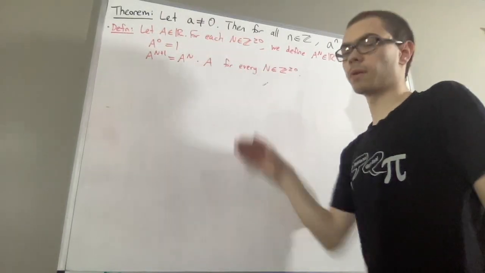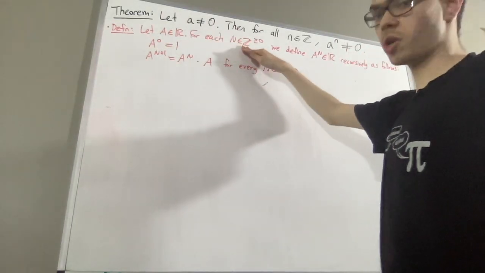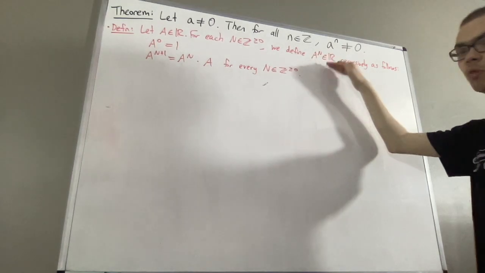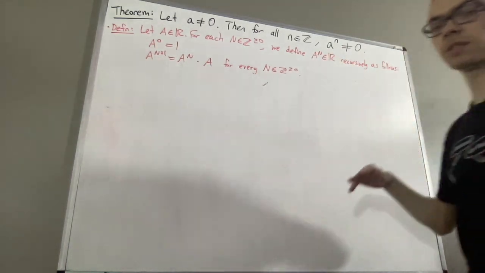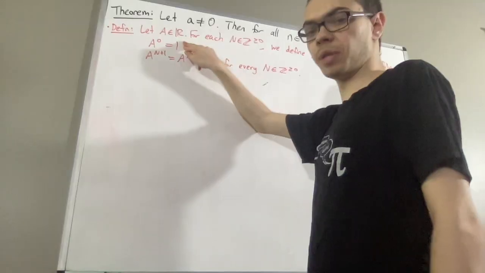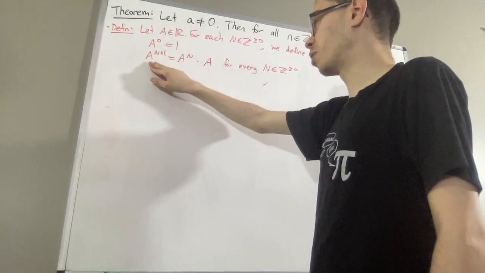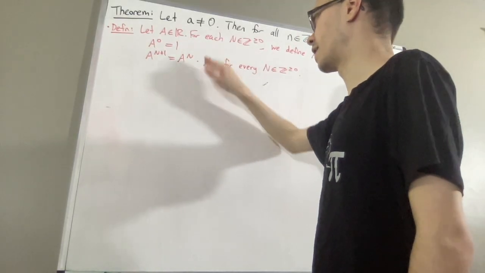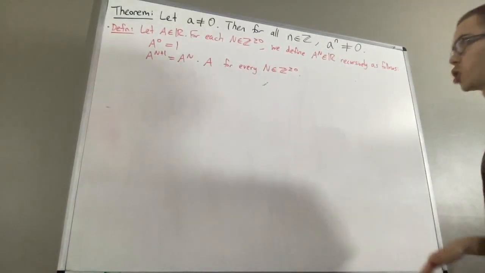Let a be any real number. For each non-negative integer n, we define a to the power of n to be a real number, recursively as follows. A to the power of 0 is going to be equal to 1, and a to the power of n plus 1 will be equal to a to the power of n times a for every non-negative integer n.